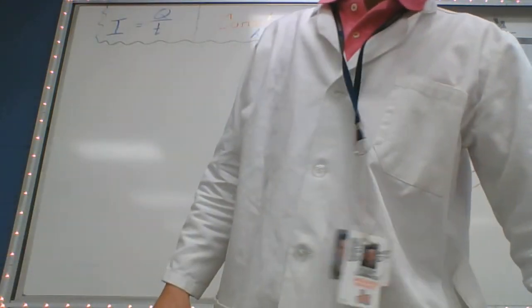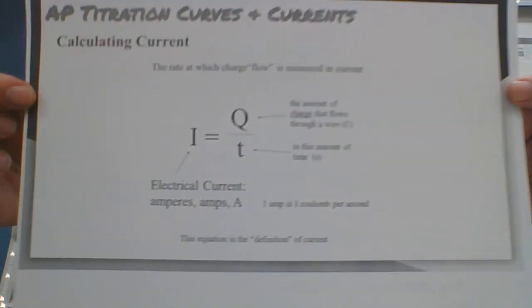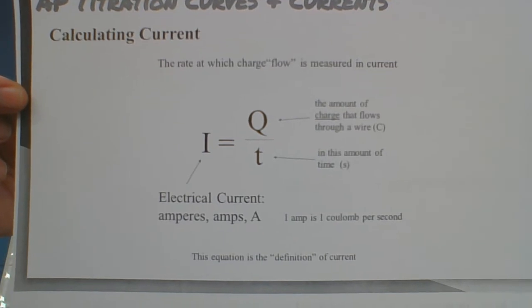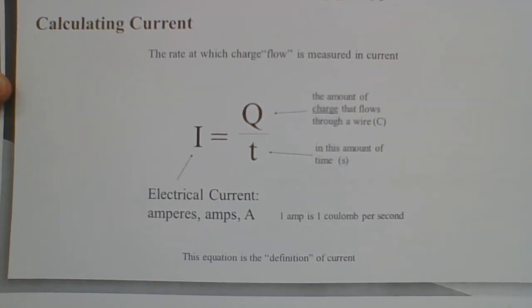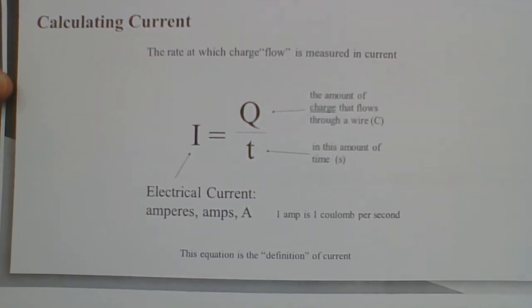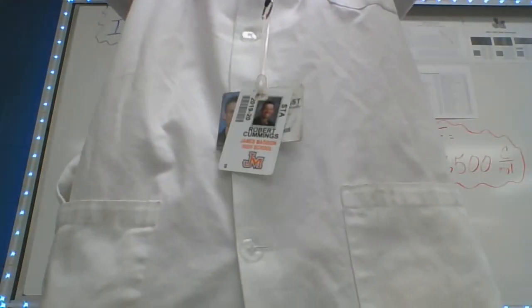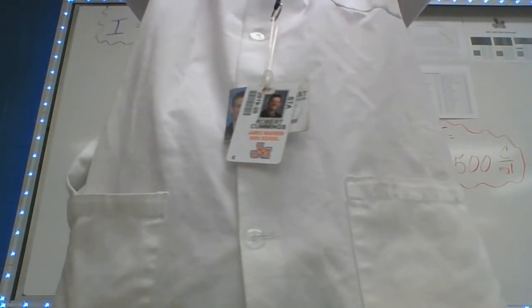In terms of the labeling of your equation, it's basically current equals charge over time. Your slides have the units there. I've also got them written on the board behind me.